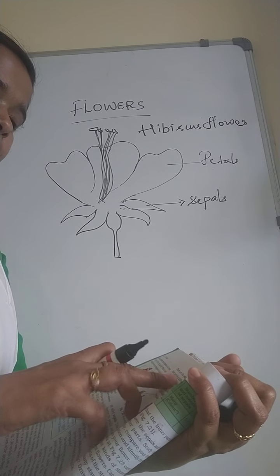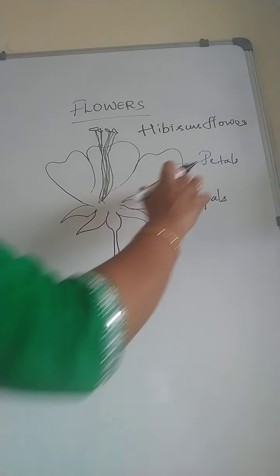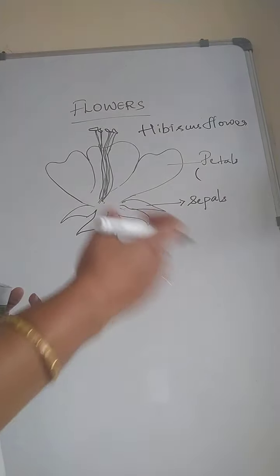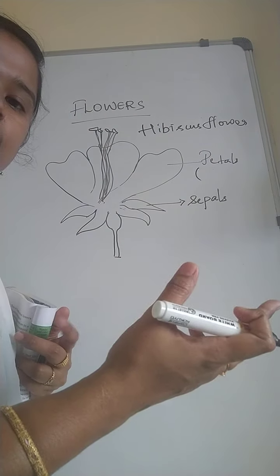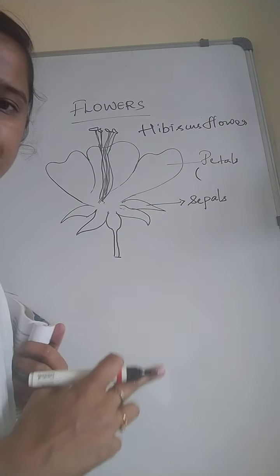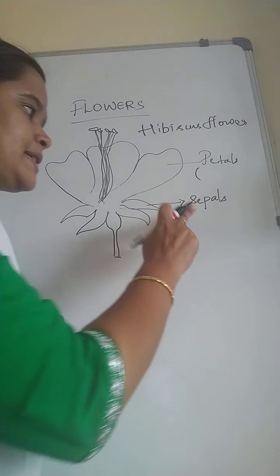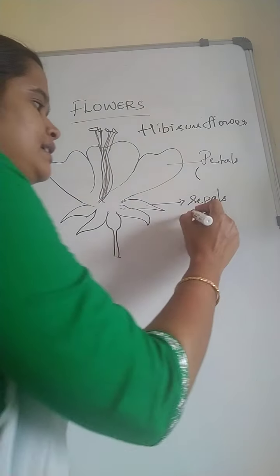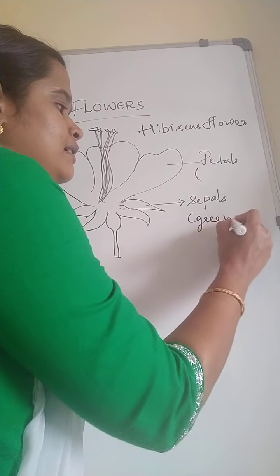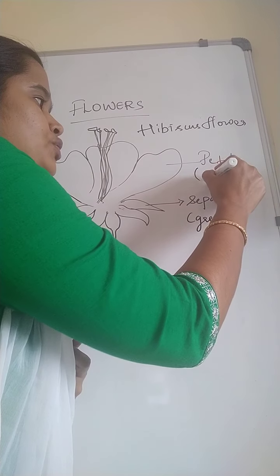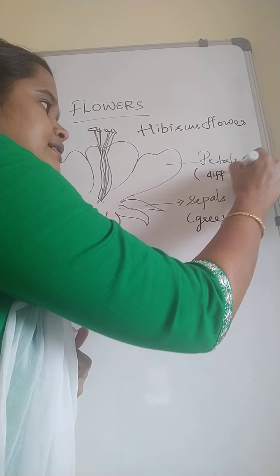Different flowers have petals of different colors. If the flower is yellow, the petals are yellow in color. There also you can see the sepals are green in color. Sepals are green and petals will show different colors.